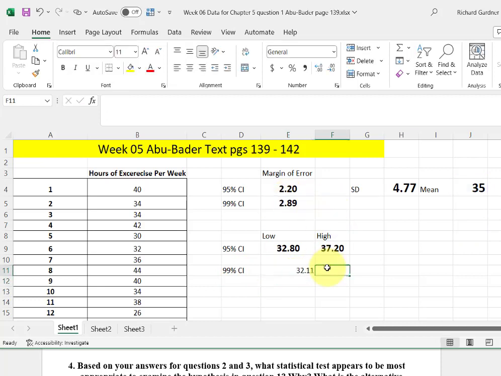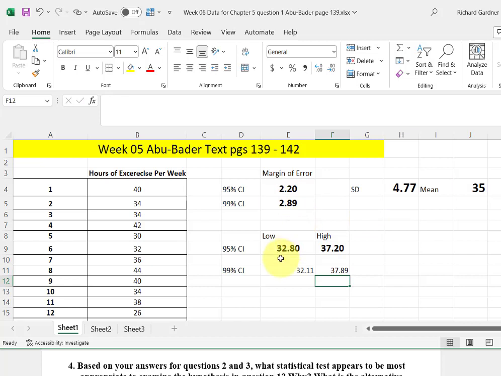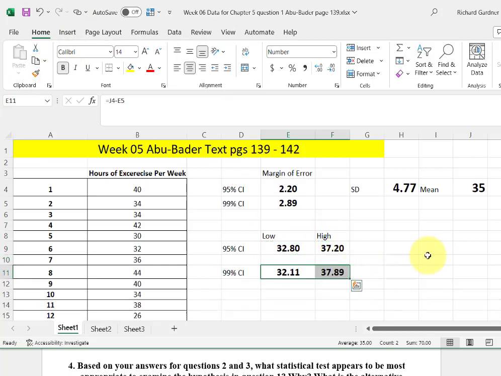Enter. This one is going to be equals the mean plus the margin of error. That's my answers. Those are your answers right there. Now, real quick, we're going to do these in SPSS from now on. This just kind of takes too long. But again, here's the answers right there.